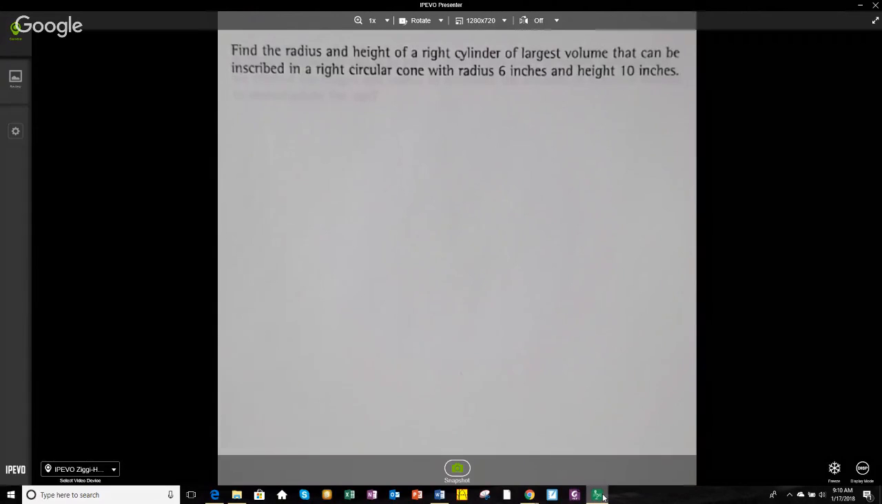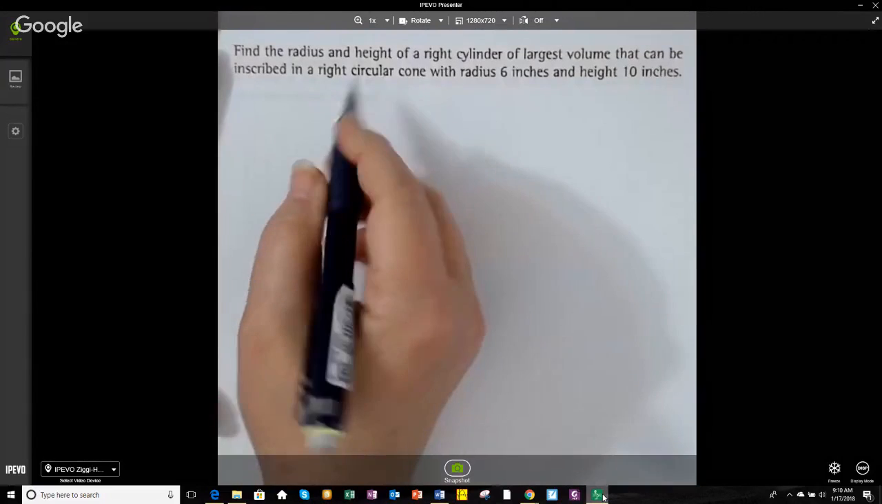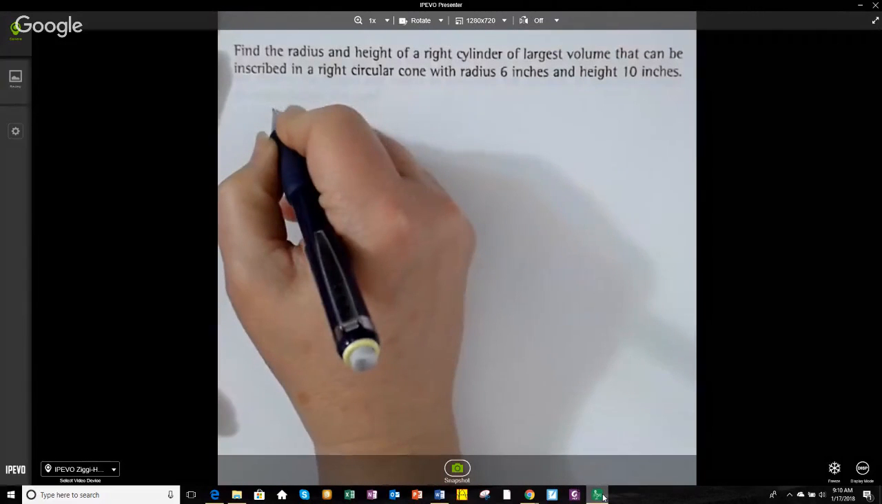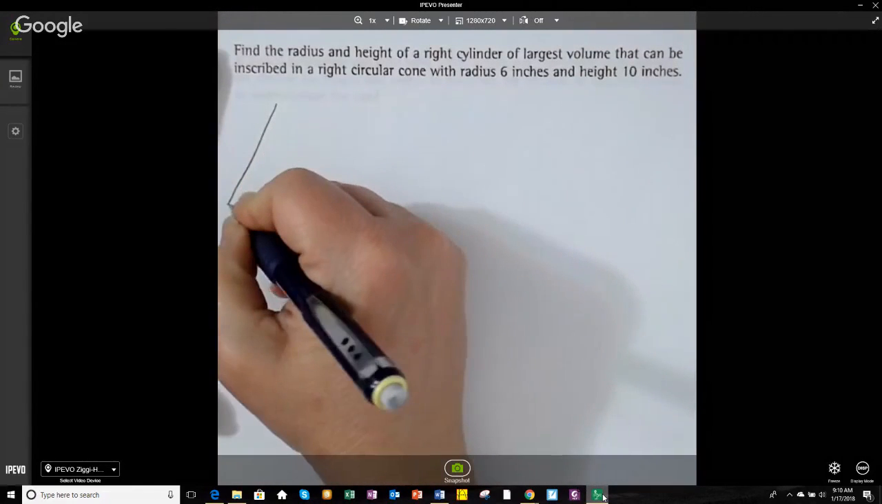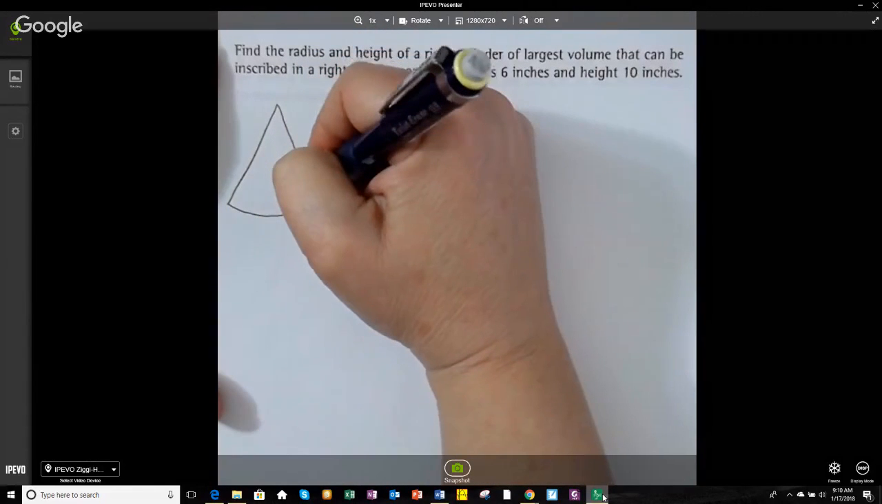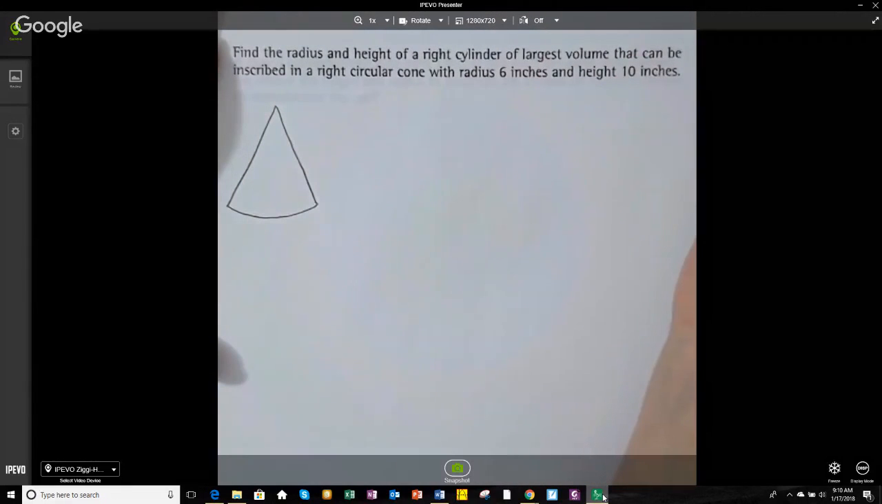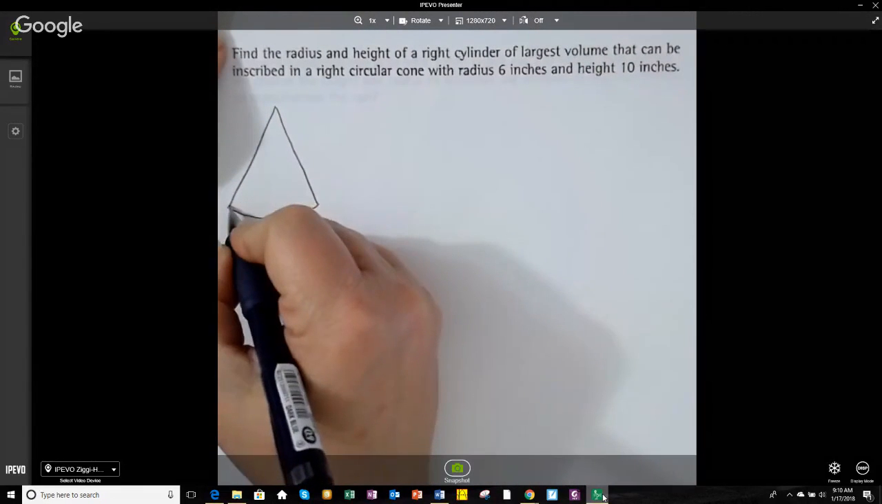So I'm sticking a cone inside a radius. I mean, a cone inside a, let's say that again. I'm sticking a cylinder inside a right circular cone. So let's draw a picture. And we don't have to be Rembrandt or whatever your favorite artist might be, like Monet or I don't even know artists really.